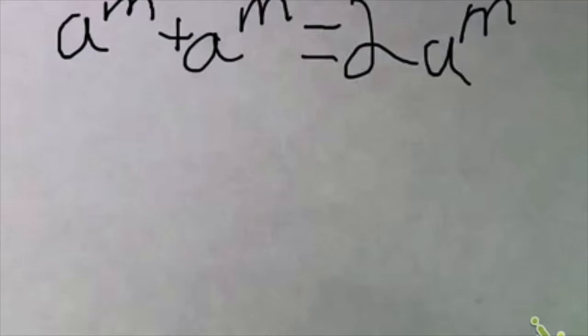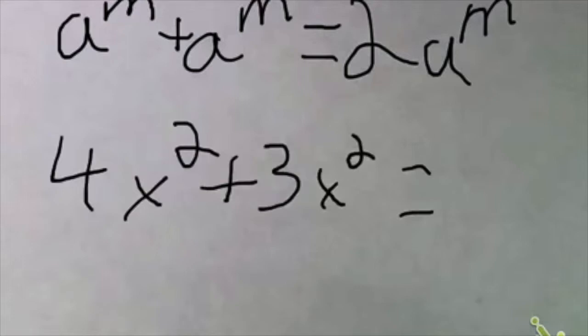So for an example, we have 4x to the power of 2 plus 3x to the power of 2. And so 4x and 3x would equal as your a's, and so you would have 7x. So you'd add those together, and you would keep the 2's the same. And so your answer would be 7x squared.